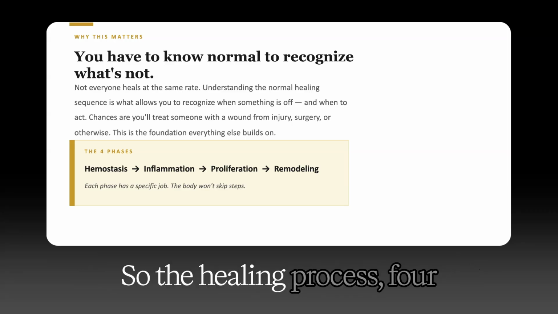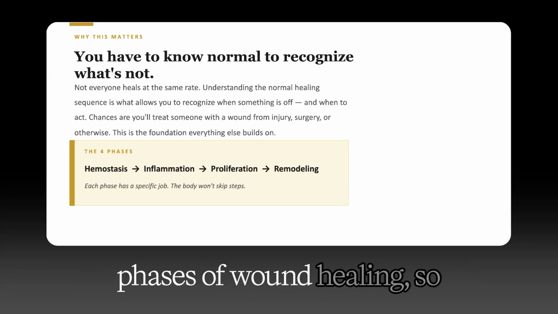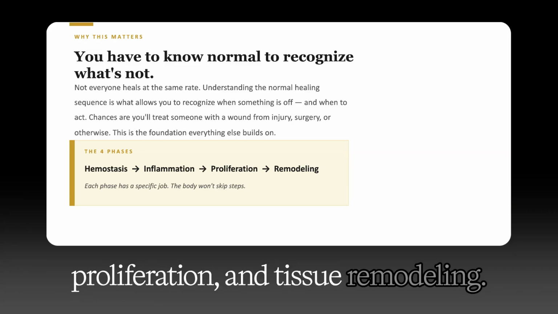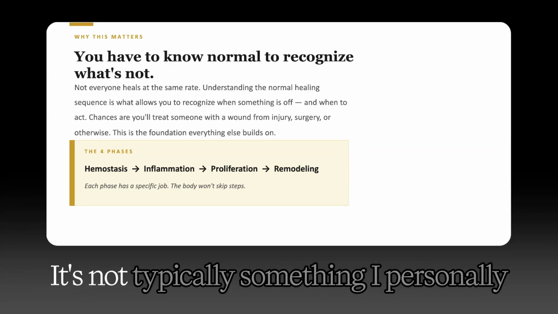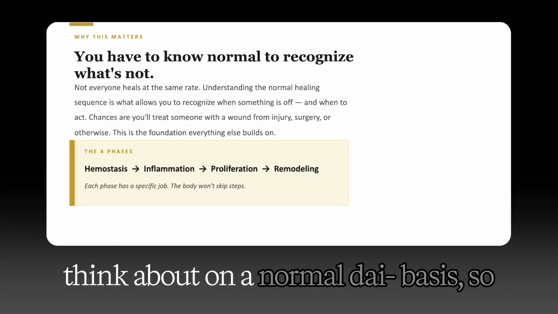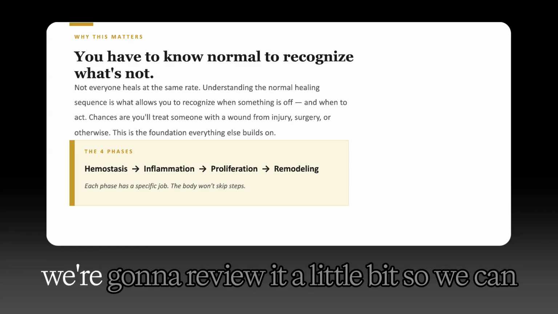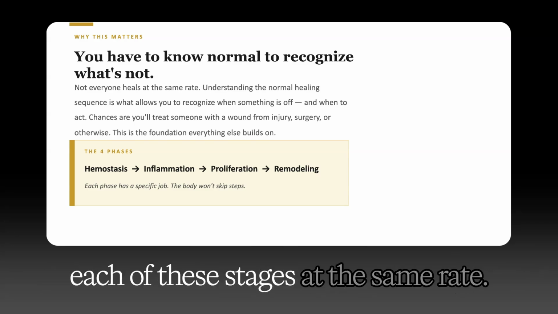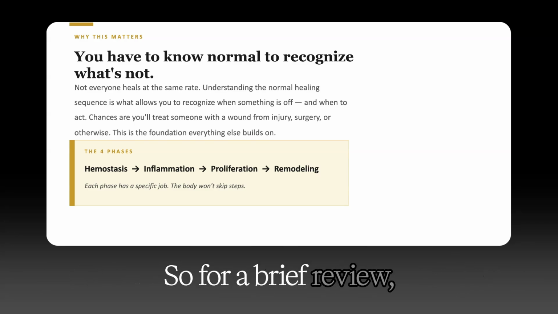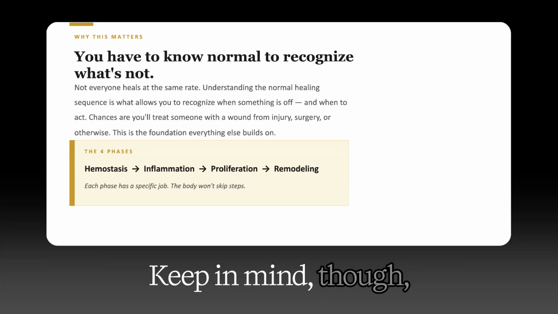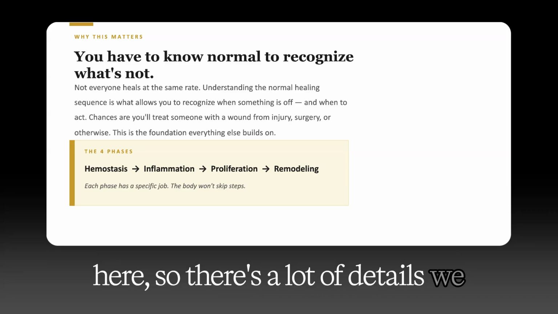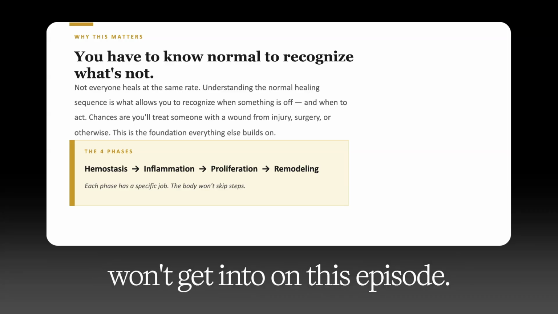So the healing process, 4 phases of wound healing. So that's hemostasis, inflammation, proliferation, and tissue remodeling. It's not typically something I personally think about on a normal daily basis. So we're going to review it a little bit so we can get more into how that process is affected, because not everyone goes through each of these stages at the same rate. So for a brief review, we'll go over each stage. Keep in mind, though, this is just an overview. I'm simplifying a lot of things here, so there's a lot of details we won't get into on this episode.